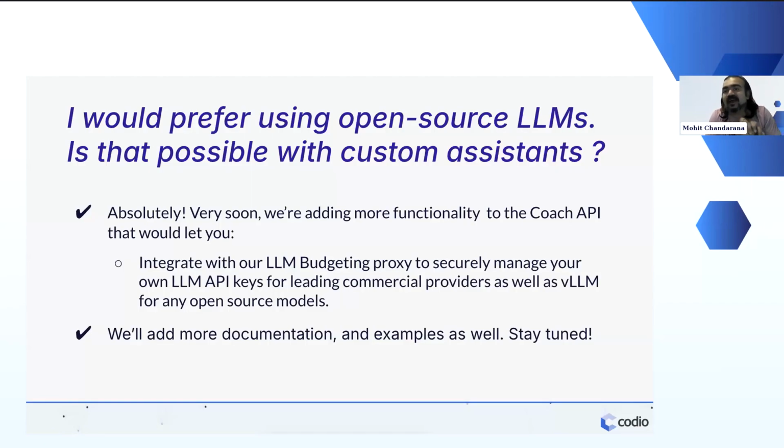Now, you might be thinking, oh, I did not get the choice to use my own model, and I would prefer to use an open source model if possible. Like, would I be able to do that? The answer is absolutely. Very soon, we're adding more functionality to the Coach API that we saw. It will let you integrate with our LLM budgeting proxy to manage your LLM API keys from leading commercial providers and VLLM for any open source models. I'll also create more examples that'll be available in github.com/Codio extensions. So the documentation and examples of how you'll be able to do it will be there as well. So stay tuned for that, and we'll update you on that shortly.